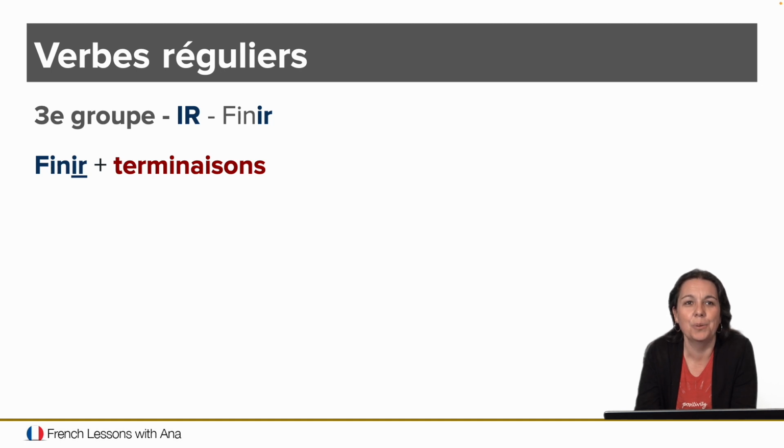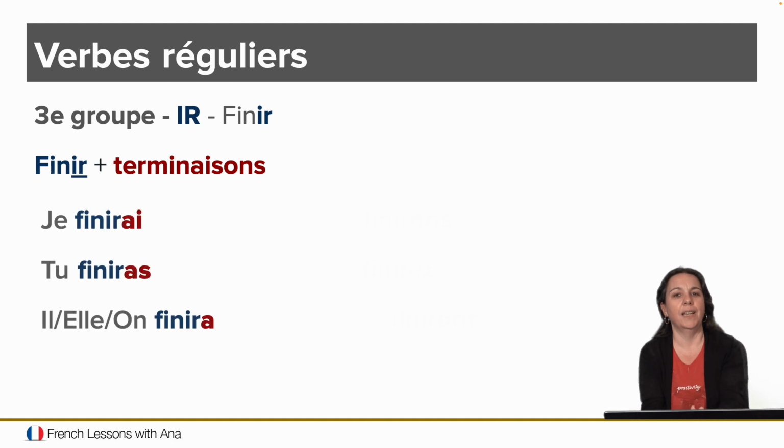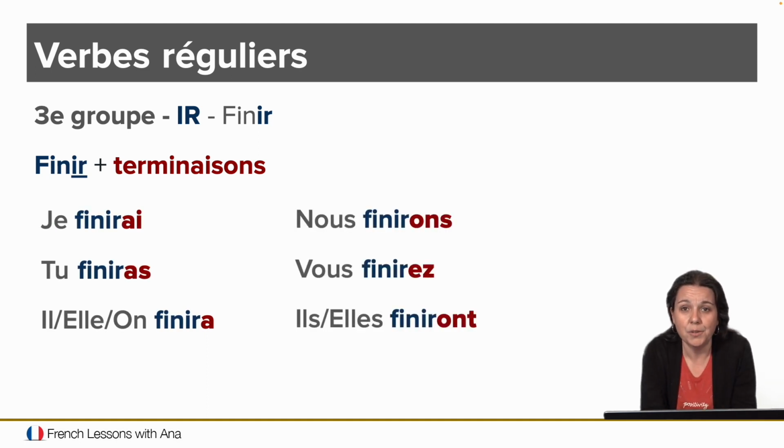Okay, so the third group ends in IR, like finir, to finish. Keep the verb as is. Don't drop anything. We just leave it that way. And we add the endings to that verb. Okay, so it looks like this. Je finirai, which means I will finish my work.